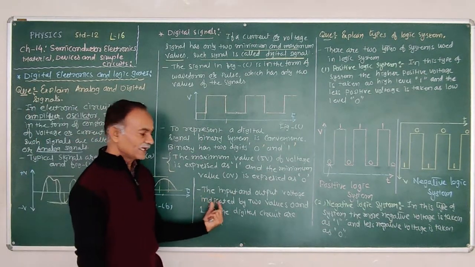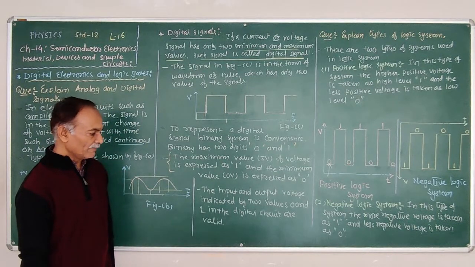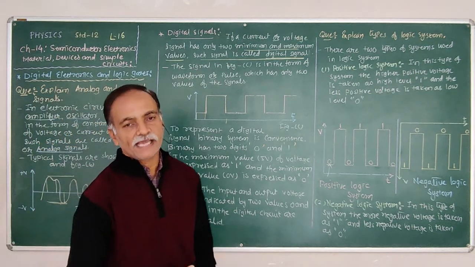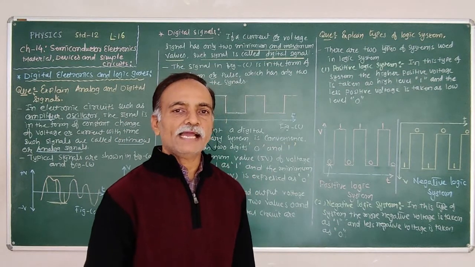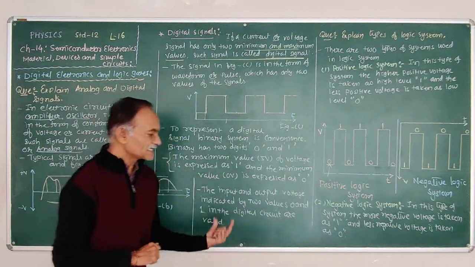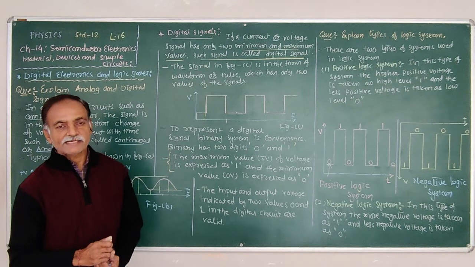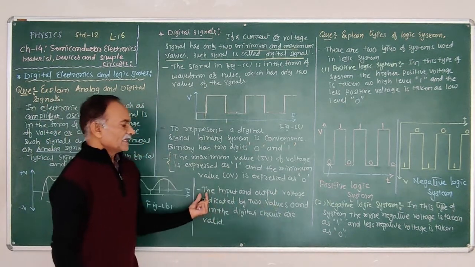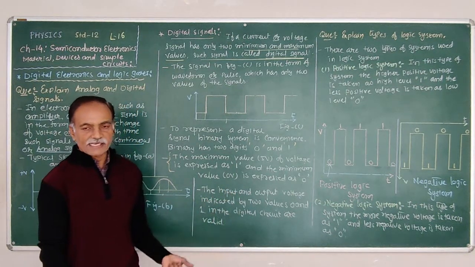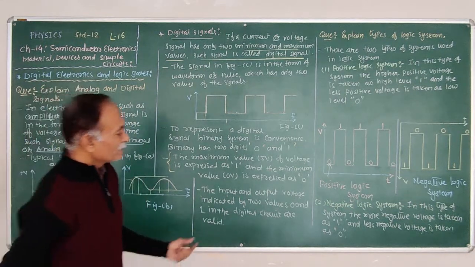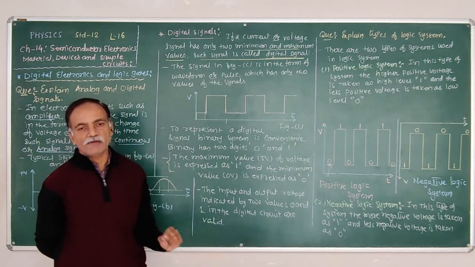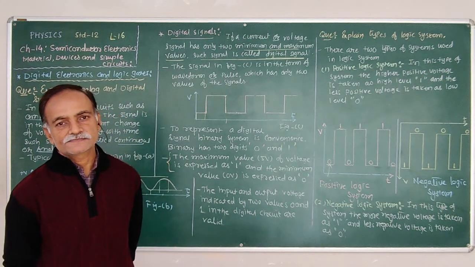The input and output voltages indicated by the two values 0 and 1 in digital circuits are valid. In a digital circuit, that means in a logic gate, whatever input is given to the gate and whatever output we obtain, the input and output have only two values, the maximum and minimum. Right? Therefore, the input and output voltages indicated by 0 and 1 in a digital circuit are the only valid ones. No input or output between 0 and 1 is valid. Only 0 and 1 are valid in digital circuits. Clear?